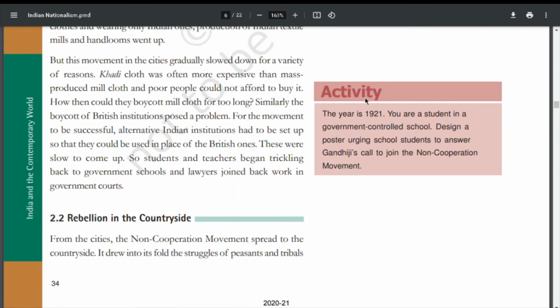Similarly, the boycott of British institutions posed a problem. For the movement to be successful, alternative Indian institutions had to be set up so that they could be used in place of British ones. These were slow to come up, so students and teachers began trickling back to government schools and lawyers joined back work in government courts.